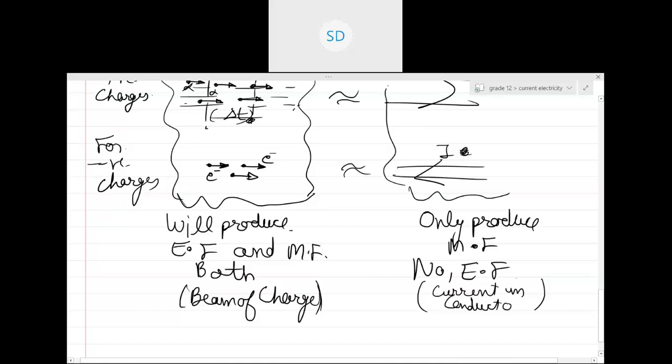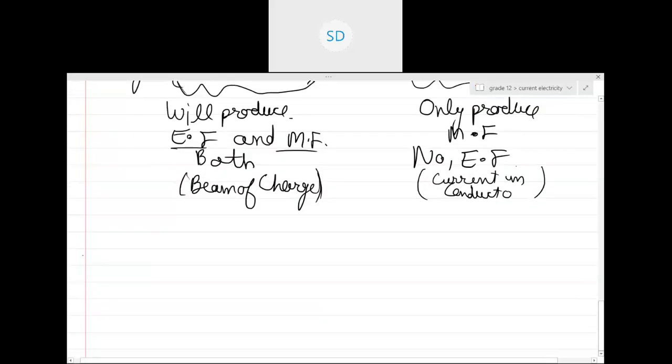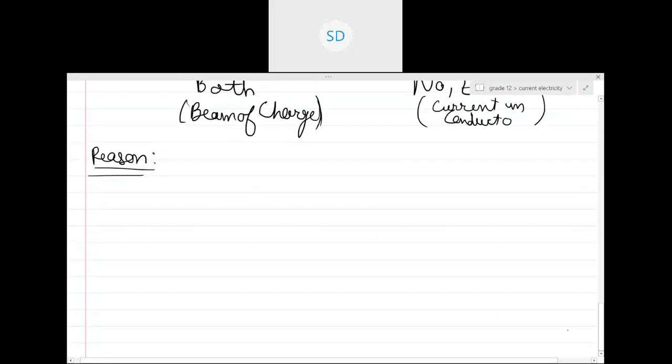Both are different cases, bro. This case is for a beam of charge. Whenever there is a beam of charge, whether that beam is positively or negatively charged, it will produce both. But whenever there is a current flowing through a wire, then only magnetic field, no electric. I'll give you the reason somewhere. You can leave some space. I'll tell you tomorrow. I don't remember exactly where I studied it, so I'll search and give it to you tomorrow.